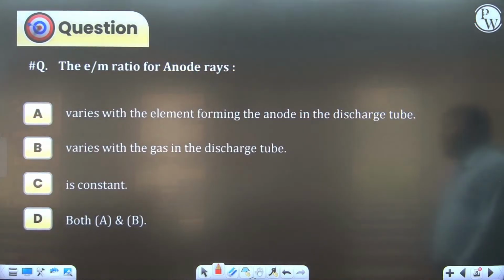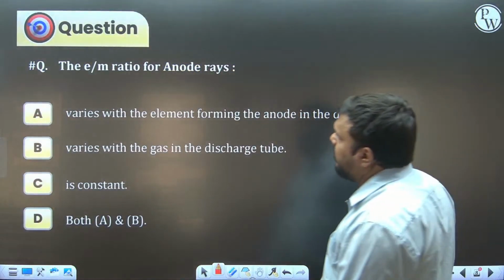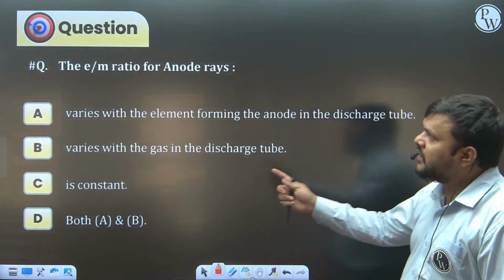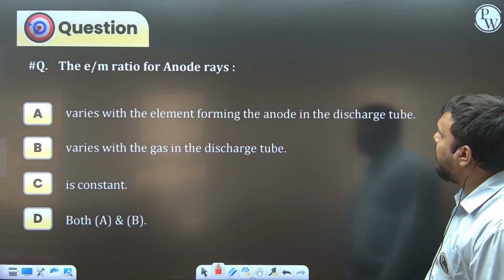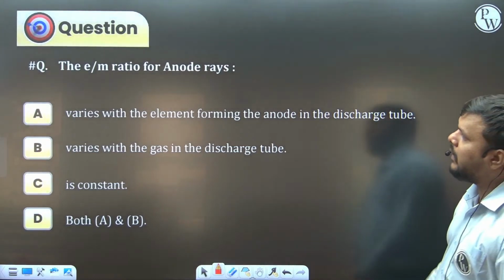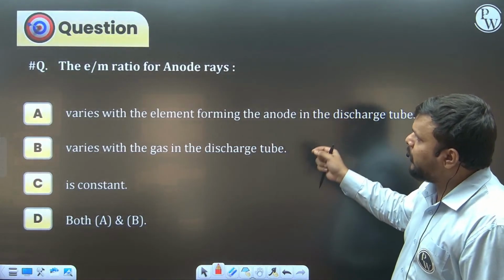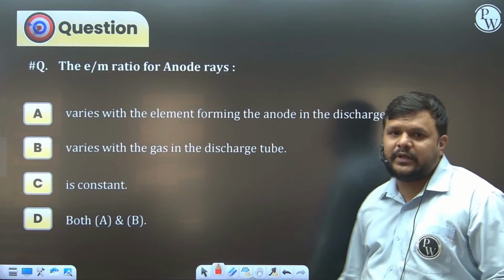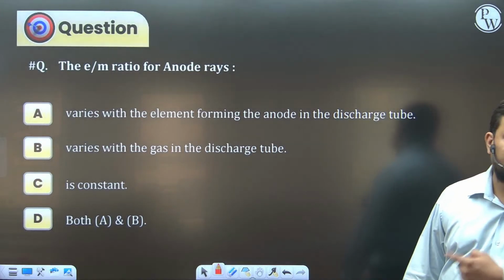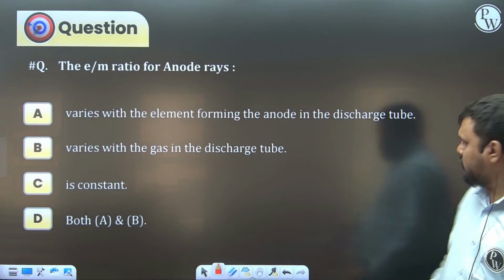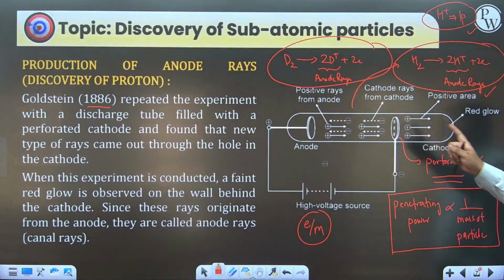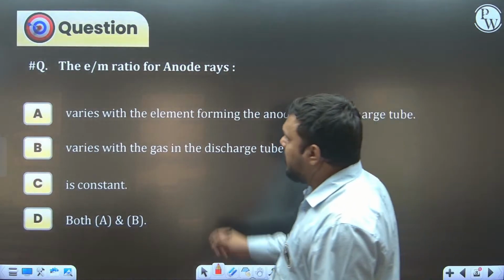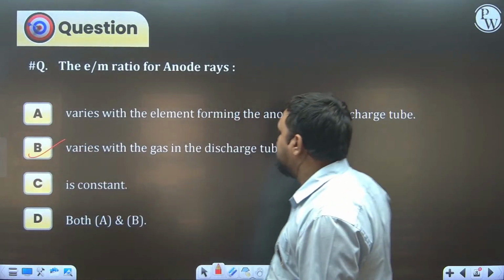So it is a very important question they are asking. The e by m ratio for anode rays. First option: varies with the element forming the anode in the discharge tube. No, beta, this is not possible. Second option: varies with the gas in the discharge tube. Definitely you saw over here, this thing took place. We saw this over here, that by changing the gas, there was a change in the value of e by m. So it varies with the gas in the discharge tube.